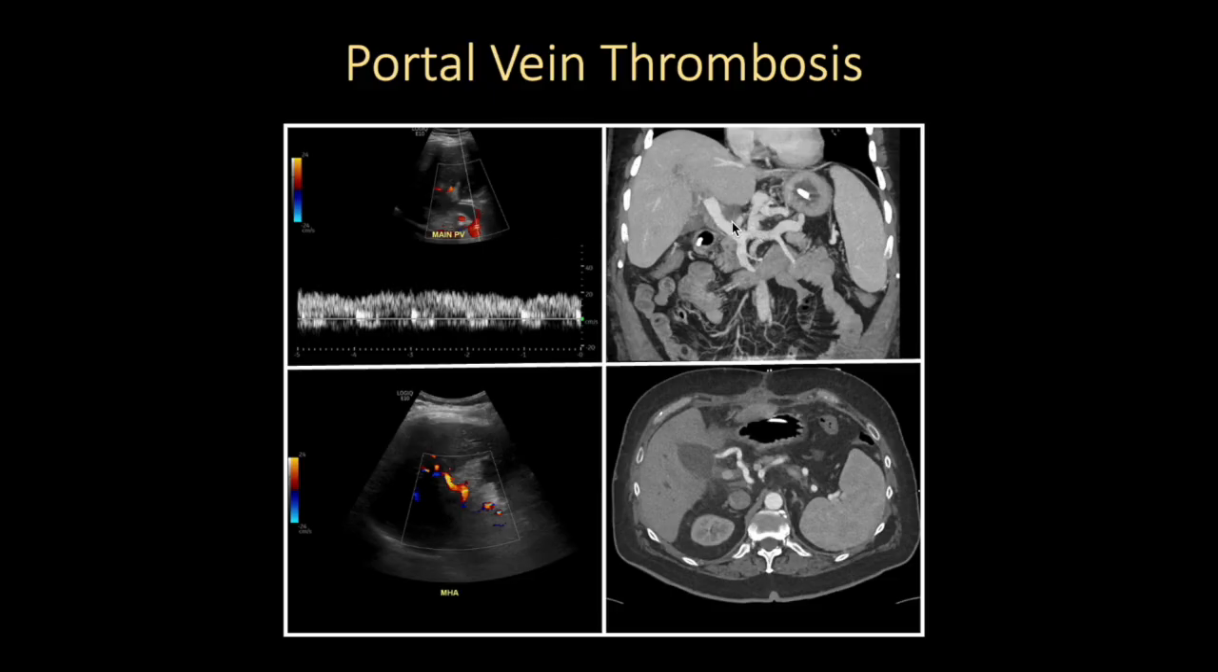On the CT scan, we can see that there's an obstruction at the level of the liver, of the portal vein. There's hypertrophy of the hepatic artery because the portal vein is taken out, and this is seen as this kind of corkscrew appearance of the hepatic artery that's compensating for the lack of flow within the portal vein.